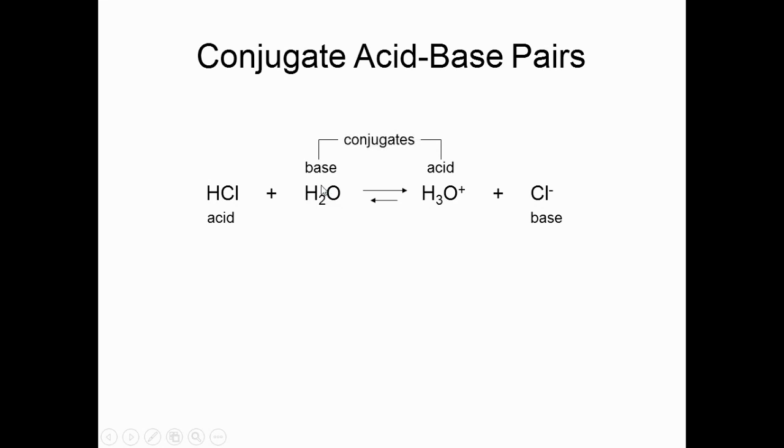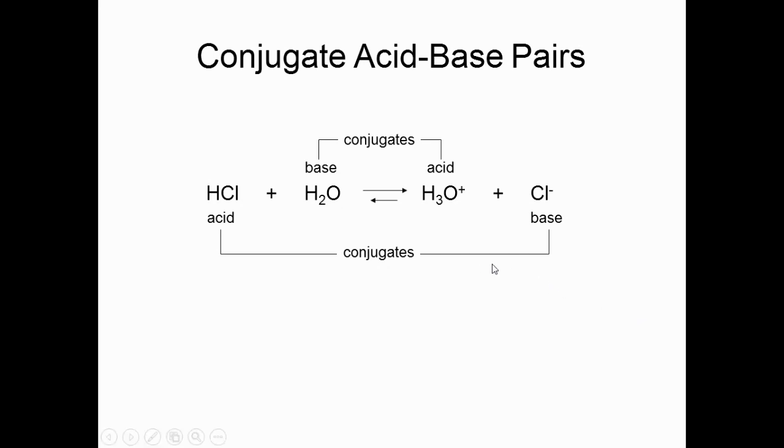So this is one conjugate acid-base pair, the water and the hydronium, and the other conjugate acid-base pair is the hydrochloric acid and the chloride ion. You will always have one substance acting as a base, one acting as an acid in each case.